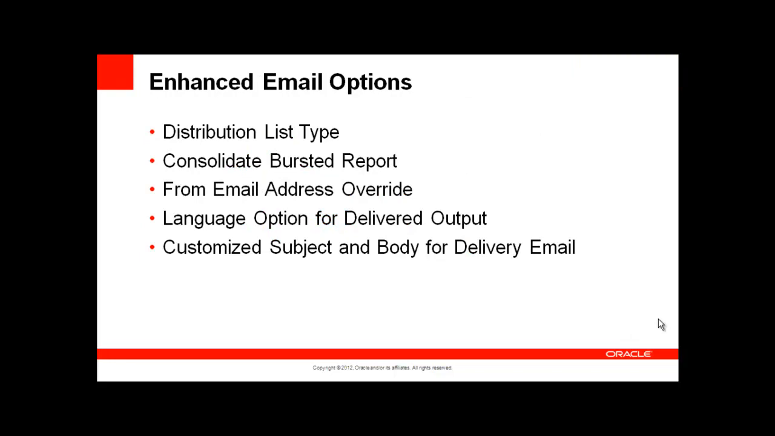Summarizing the enhanced email options. The distribution list type field enables you to deliver output to all members of a distribution list associated with an address book number. Consolidate Bursted Report enables you to deliver all bursted output in a single report. The From Email Address Override field enables you to enter an alternate email address as the sender of the email. The Language option enables you to specify the language for the delivered output. And finally, you can create a customized subject and body for the delivery email message.